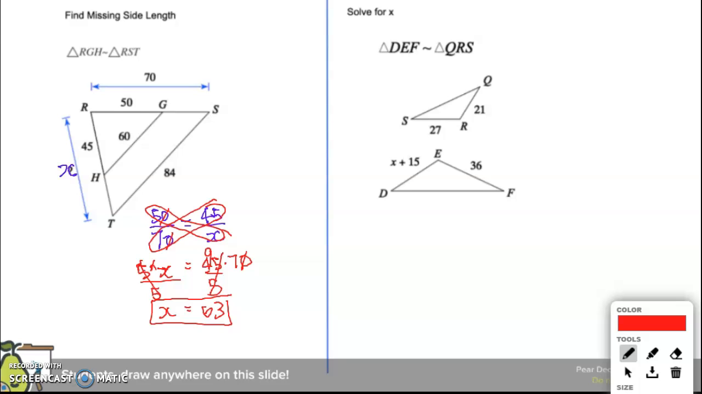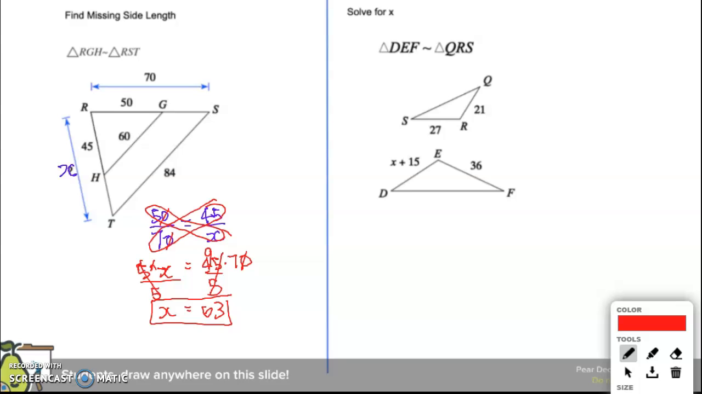What about this one? DEF is similar to QRS. So we need to figure out which side corresponds to which. You cannot just always go by the drawing. You really do need to go from the similarity statement, because sometimes if the side lengths are not very different, you're not going to be able to tell which is longer or which is shorter. In this case, it's kind of hard to tell for sure that this is the shorter side.